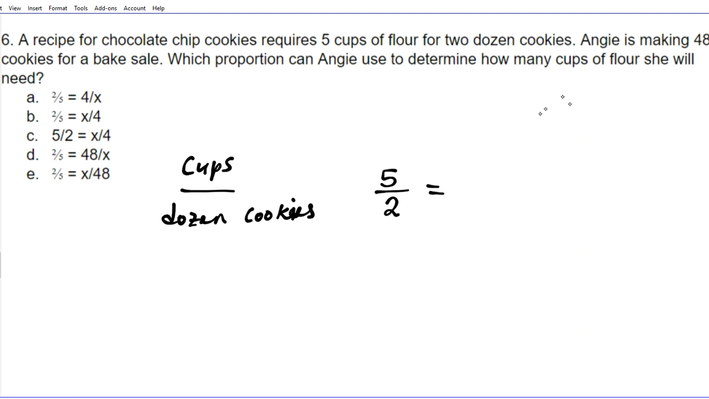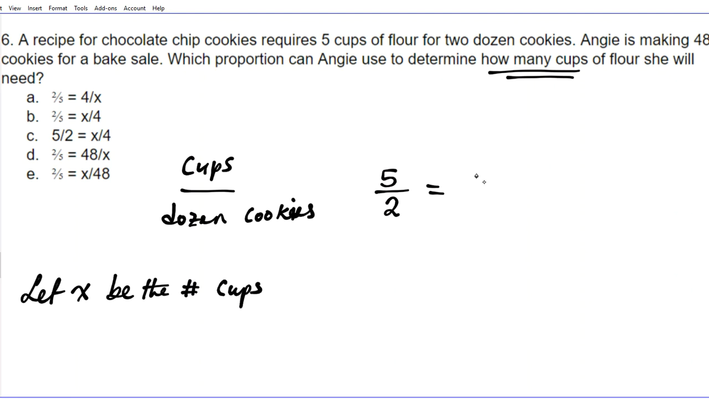Okay, and then the second ratio is I'm just making 48 cookies. Which proportion can we use to determine how many cups? So let x be the number of cups. Okay? So 48 cookies. Do we put 48 here as the number of cookies? The answer is no. That's 48 cookies, but we're looking at dozens, okay? Dozen cookies is the denominator. So if we have 48 cookies, how many dozens is that?